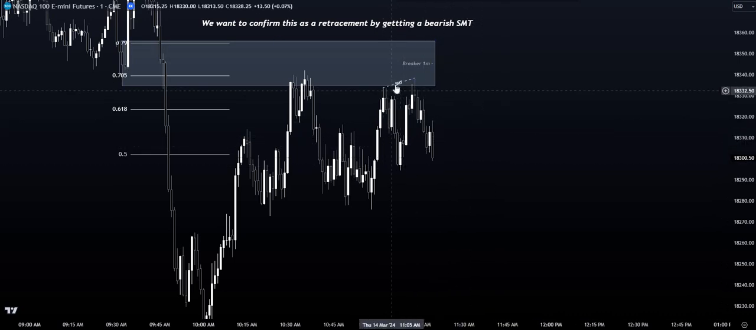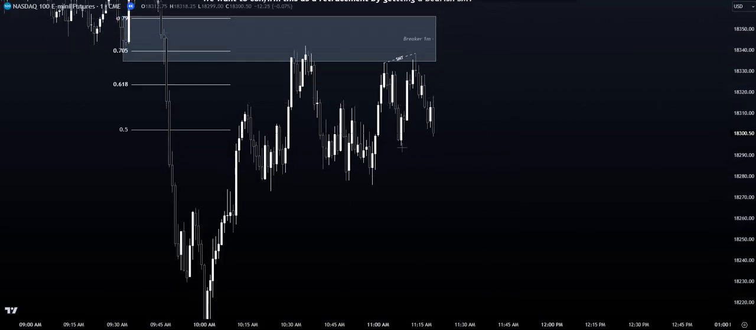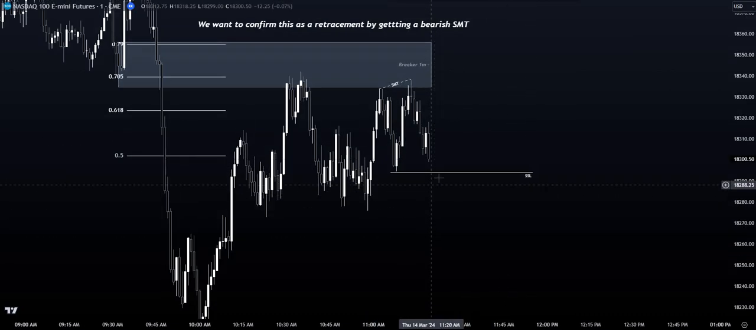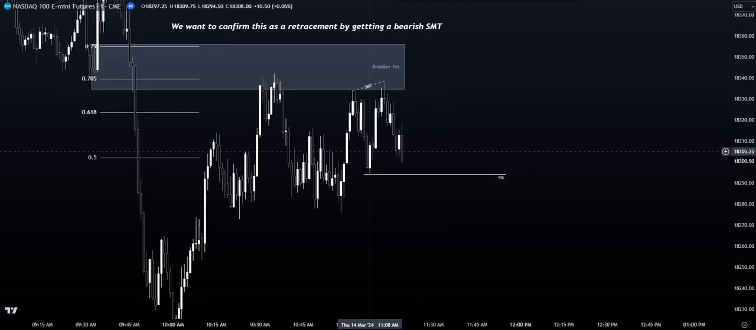So we got our sweep of liquidity right here, which is going to be our SMT right here. We swept buy side, tapped into a higher time frame at OTE. What's the next step? Market structure shift. We want to displace through this sell side liquidity, which is going to be our swing low. Once we displace through this, we get our market structure shift.